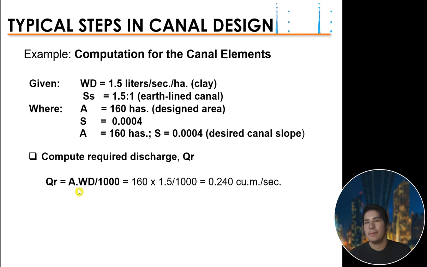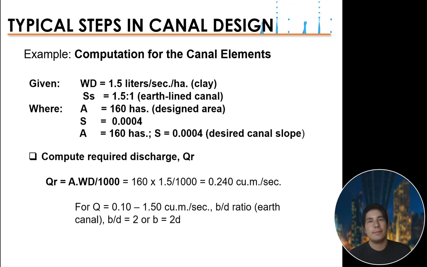We have the formula area times the water duty divided by 1,000. So we have an area of 160 hectares multiplied by the water duty of 1.5 divided by 1,000. So our required discharge is 0.24 cubic meter per second. Since our flow rate is between 0.10 and 1.5, the B over D ratio we will use for an earthen canal is equal to 2. So B is 2D.